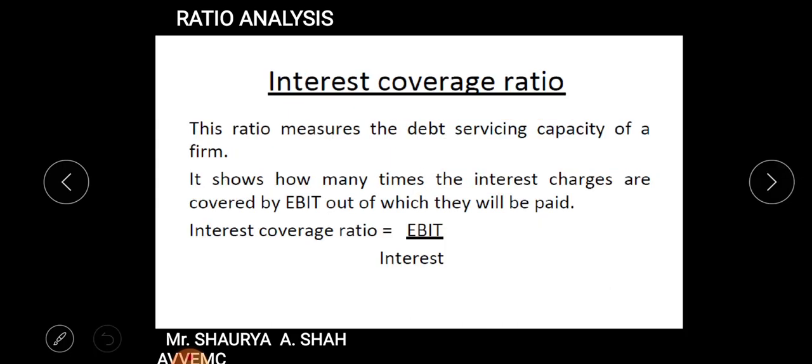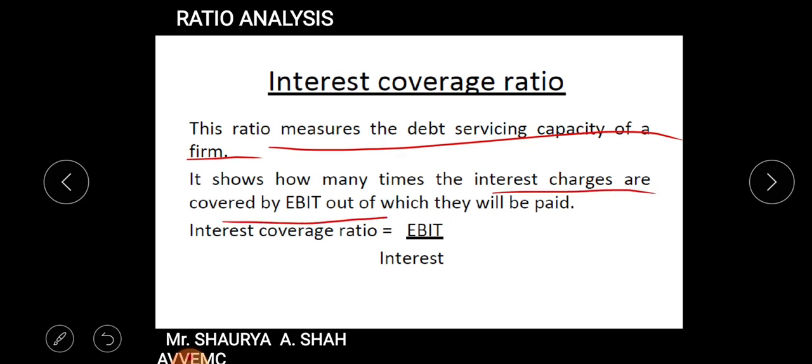And the last is your interest coverage ratio. What do you mean by interest coverage ratio? This ratio measures the debt servicing capacity of a firm. It shows how many times the interest charges are covered by earnings before interest and tax, that is EBIT, out of which they will be paid. EBIT divided by interest, right? So what is your EBIT? It is your earnings before interest and tax.